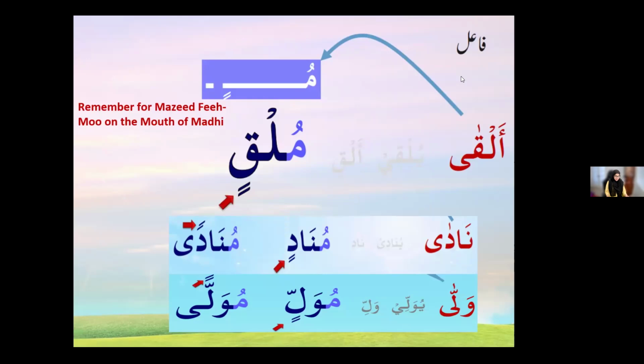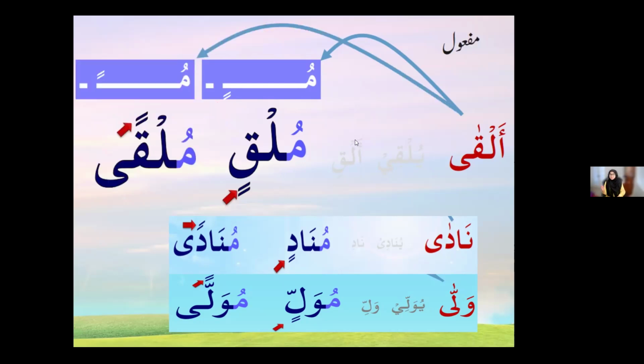Now let's come to fa'il, maf'ul, fi'l. Remember one thing, for fa'il and maf'ul, remember this rule for mazid fih: mu on the mouth of Madi. So alqa, mulqin. Here you see nada, munadin. Walla, muwallin. So alqa, mulqin. Okay, so this is the fa'il. Alqa, mulqin. Remember the tanween. And then maf'ul is mulqan. So remember here: munadin, munadan. Muwallin, muwallan. Mulqin, mulqan.